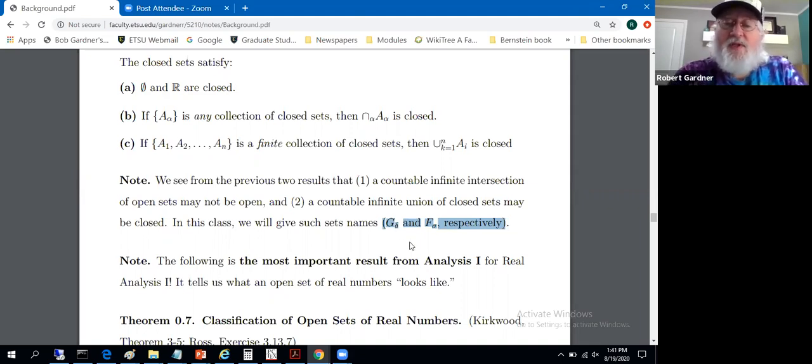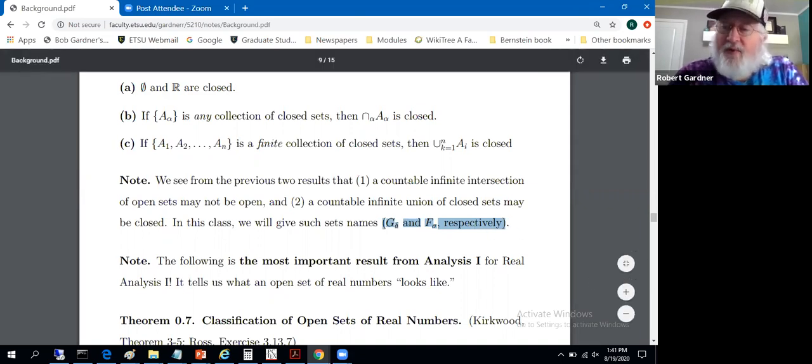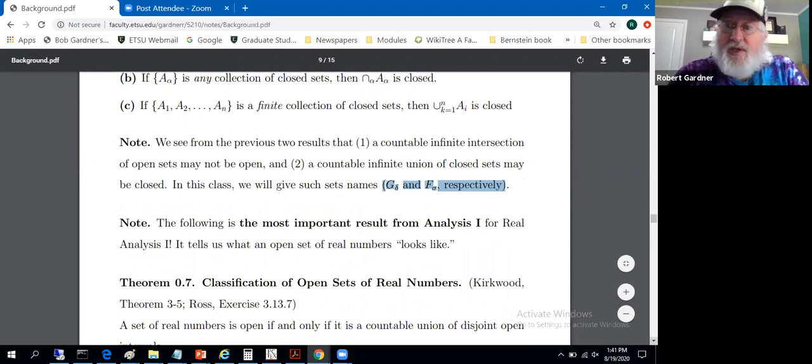We'll see this early on in our classification of sets. I'm impressed if you did G delta and F sigma sets in your senior level analysis. I don't have time for that in senior level analysis because of other obligations. But we'll define these classes of sets motivated by the behavior of unions and intersections of open and closed sets.